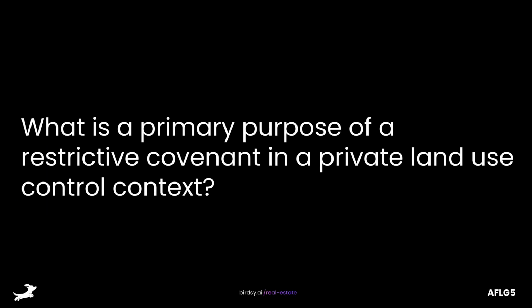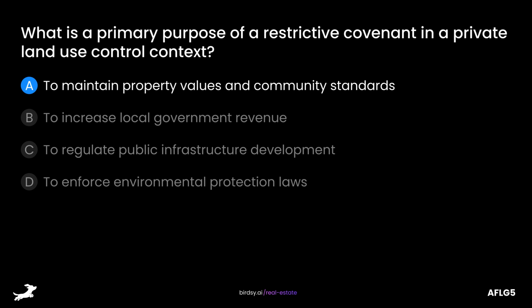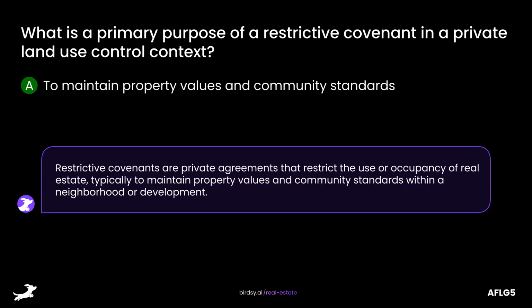What is a primary purpose of a restrictive covenant in a private land use control context? Is it A, to maintain property values and community standards, B, to increase local government revenue, C, to regulate public infrastructure development, or D, to enforce environmental protection laws? The answer is A, to maintain property values and community standards. Restrictive covenants are private agreements that restrict the use or occupancy of real estate, typically to maintain property values and community standards within a neighborhood or development.